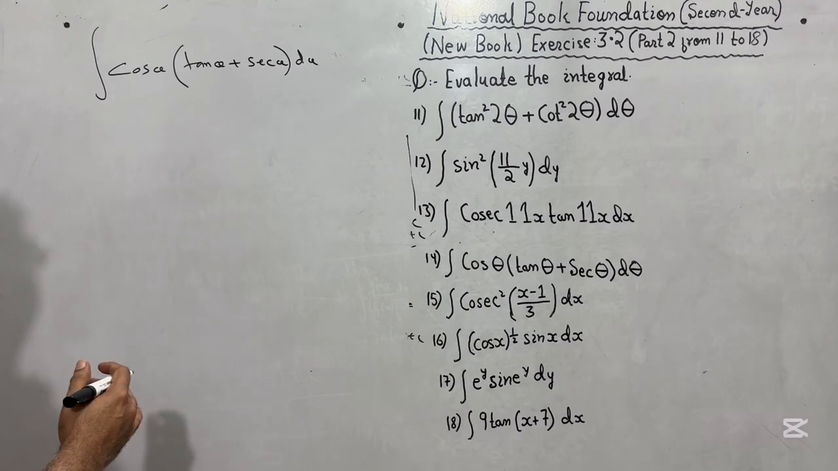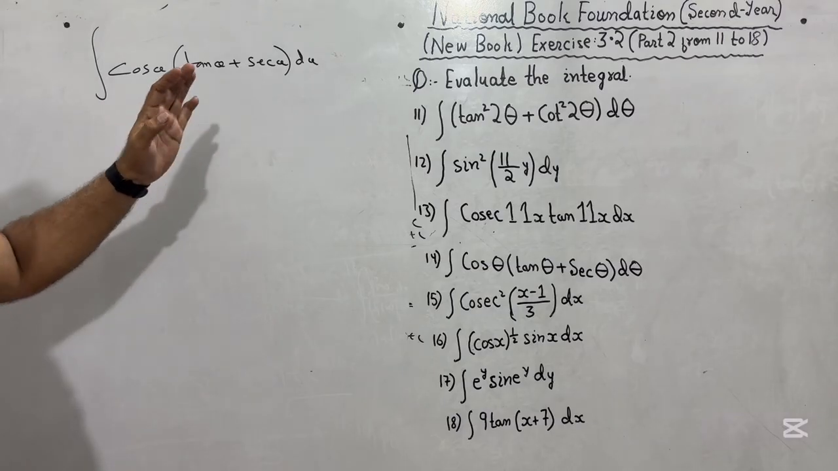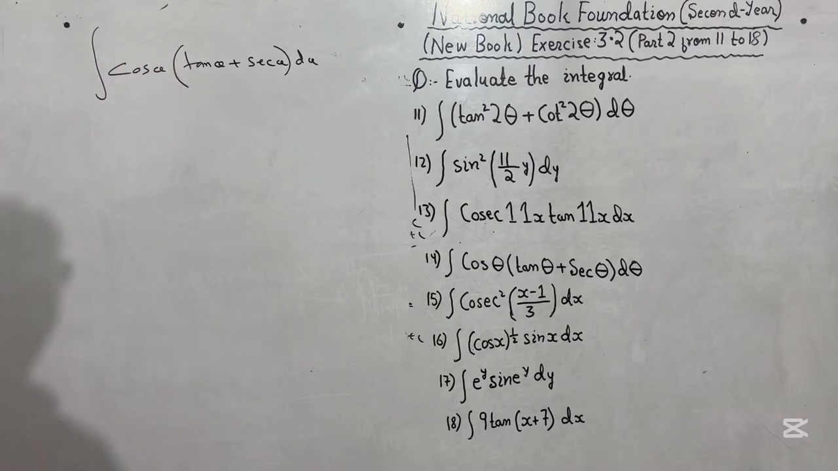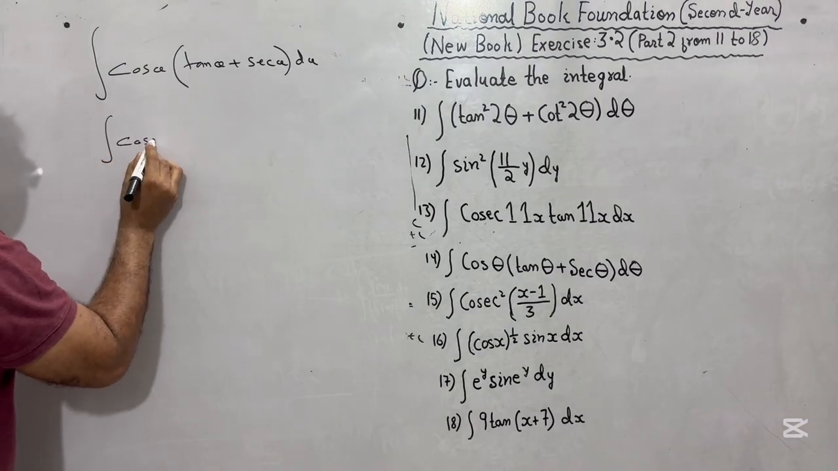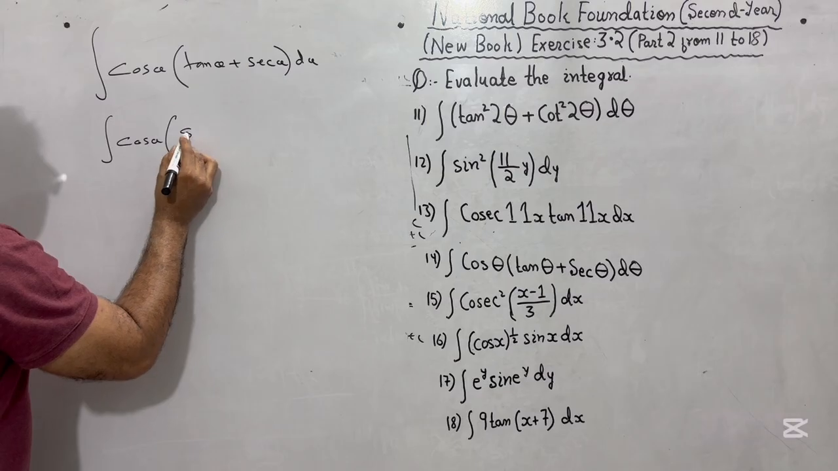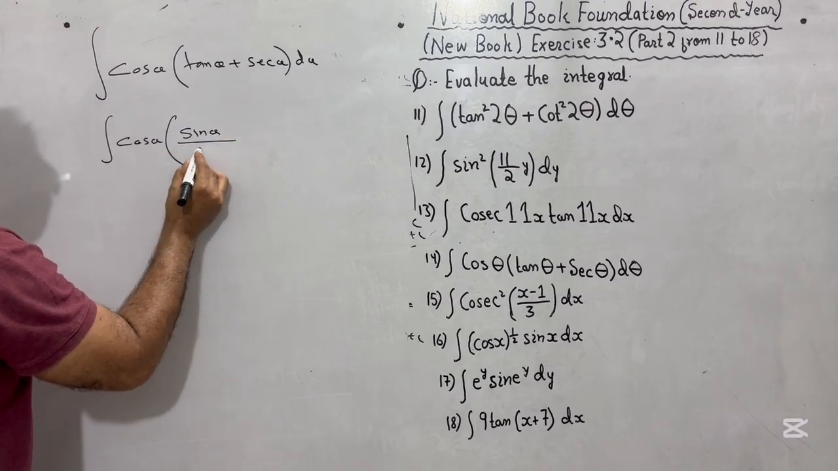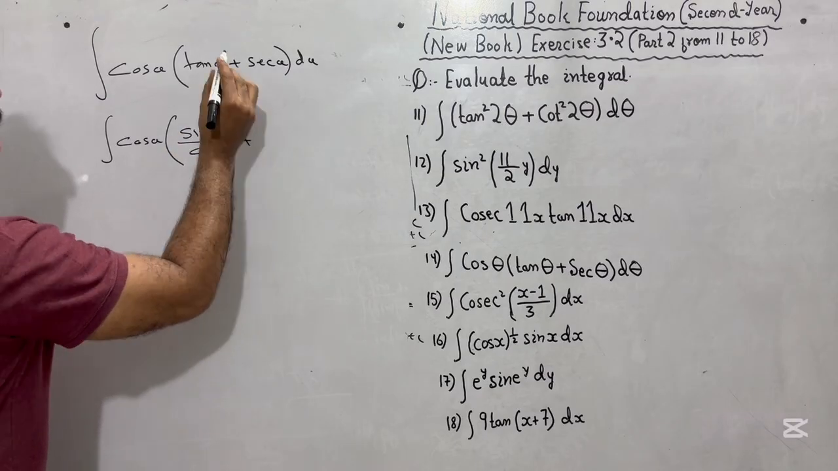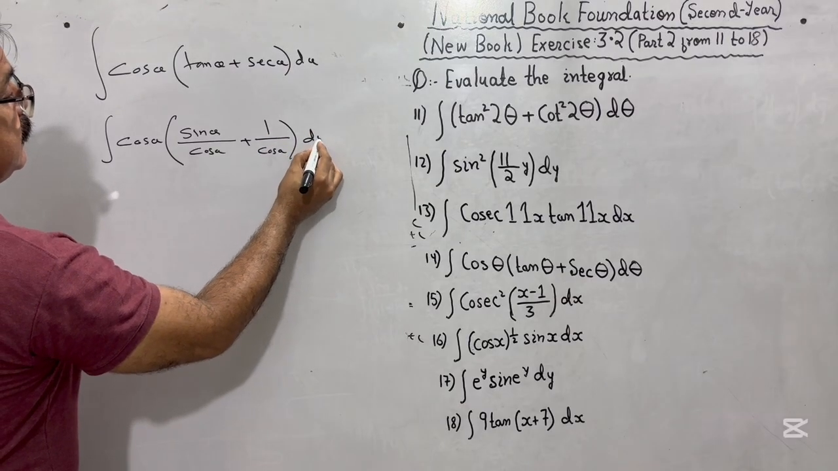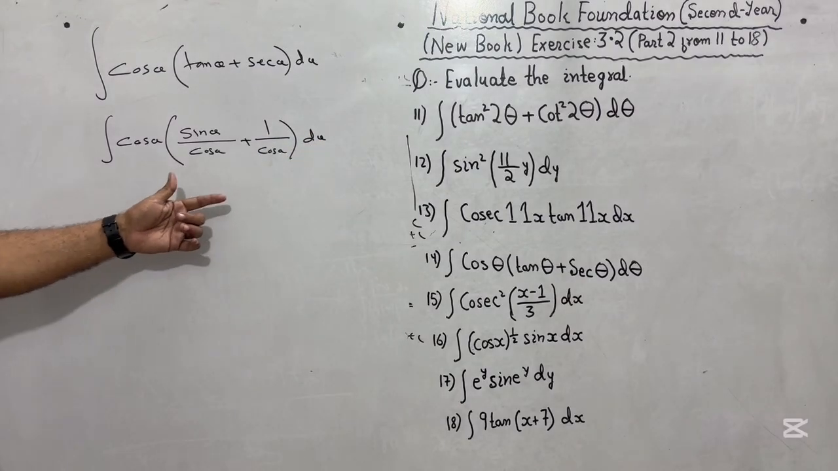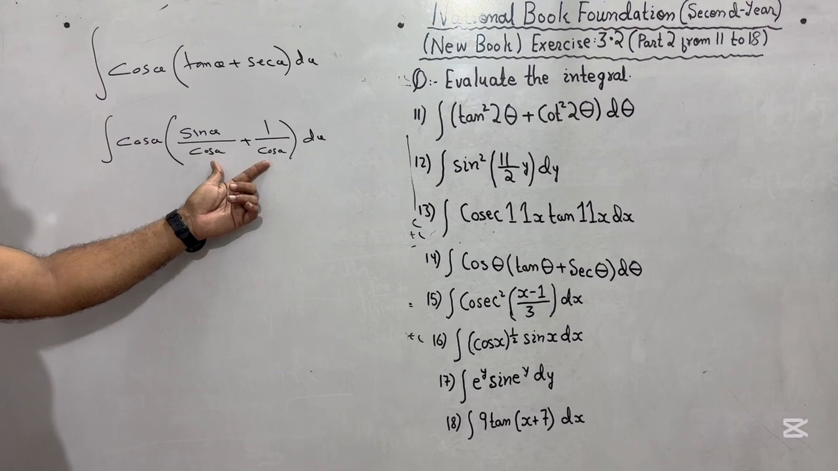Be a child of trigonometry, utilize the identity, try to convert all the functions of trigonometry into sine and cos. It's already in cos, keep it intact. Tan is given by sine over cos plus sec is 1 over cos times d theta. Here, denominators are homogeneous.